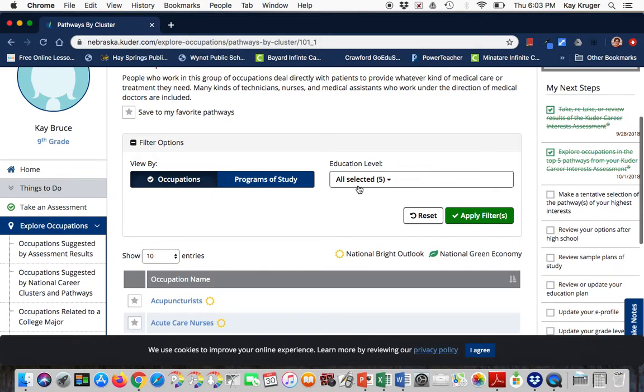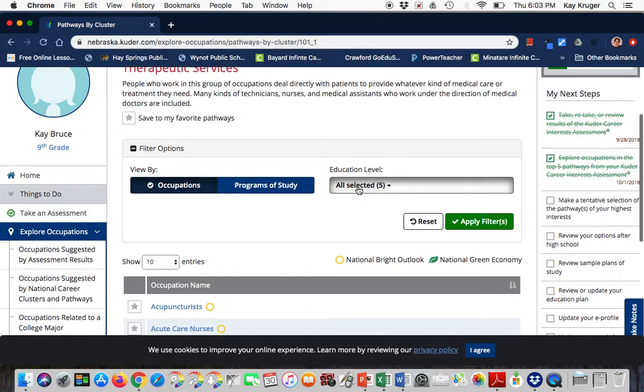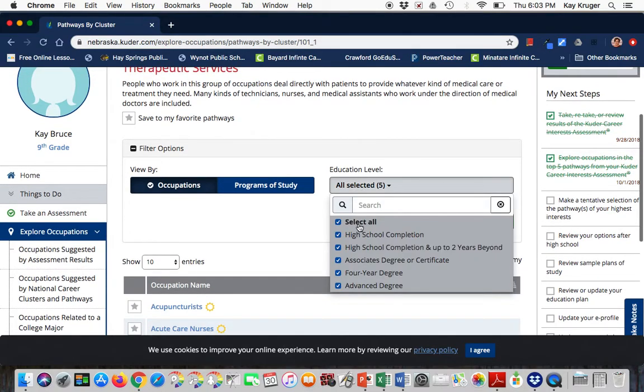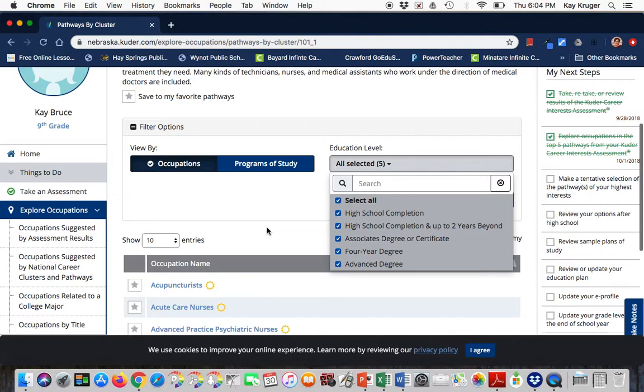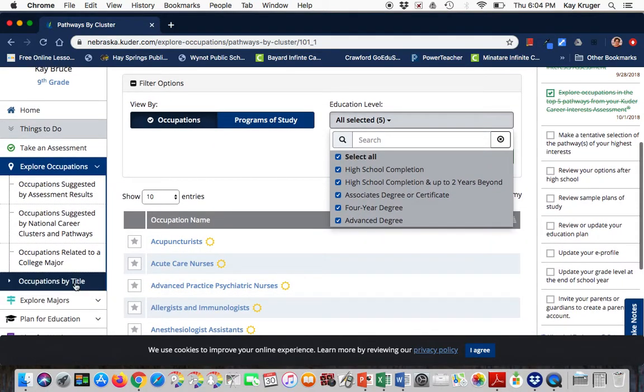Remember that when you're looking at the pathways, it's wise to select all levels of education. If I take that out and only limit it to high school completion, I'm never going to find physical therapy because it requires a college education. So open that to all in order to be able to see all the opportunities. So the way that I explored that occupation was by title, and then I typed in physical therapy in this instance, and then I was able to find that in research information.